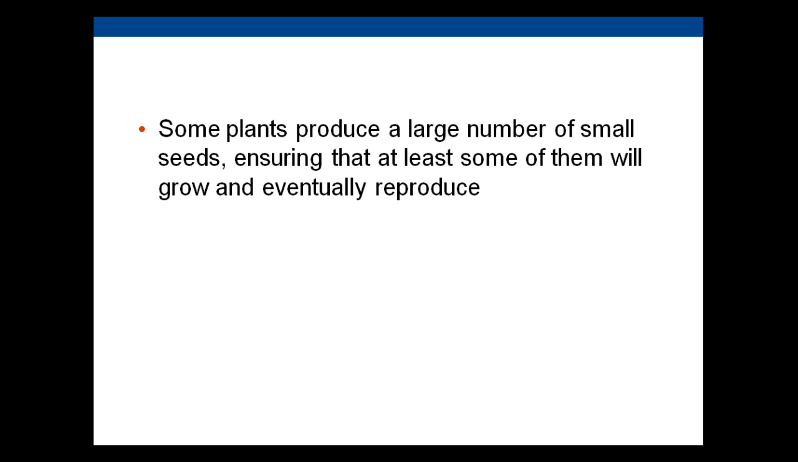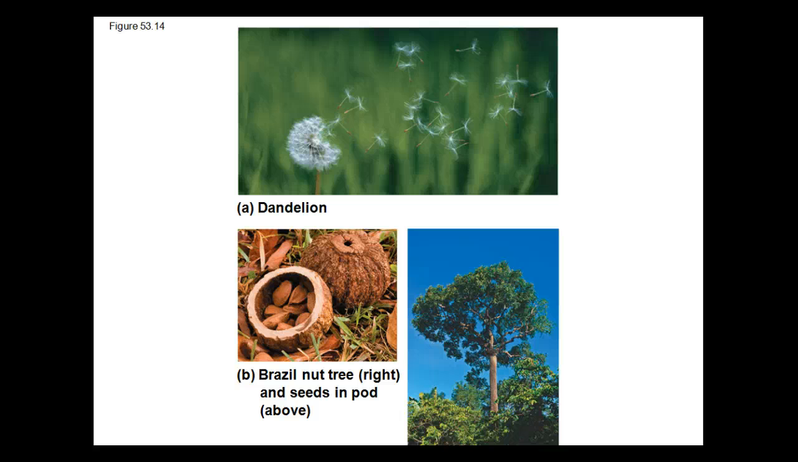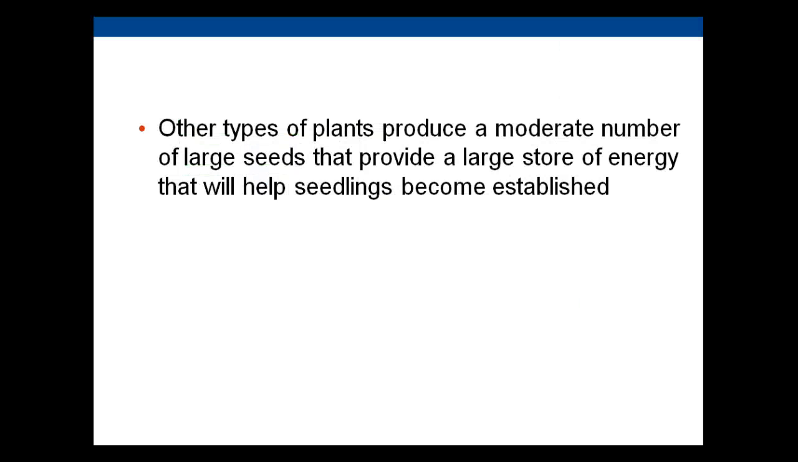And some plants produce small seeds so that they grow and disperse a little bit easier than larger seeds, because it takes more effort, which I thought was interesting with the Brazil nut tree on the right, with the seeds inside the pod, or the dandelions are very easy. It doesn't take much to get them to disperse, for example.